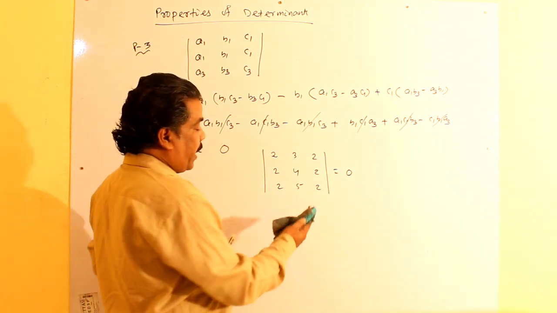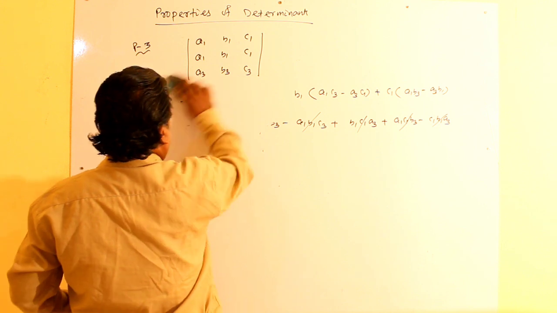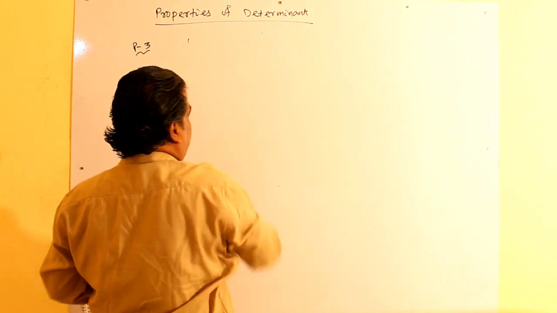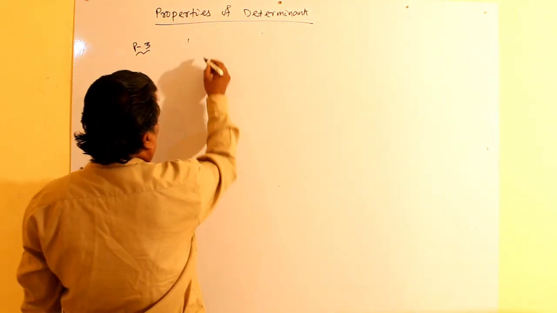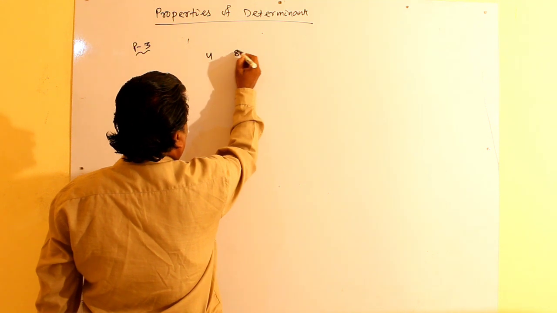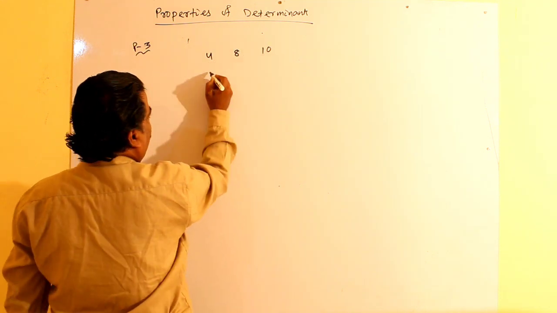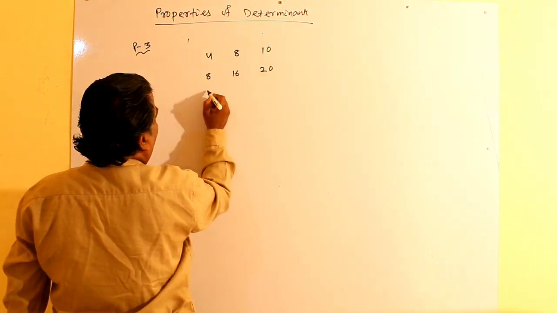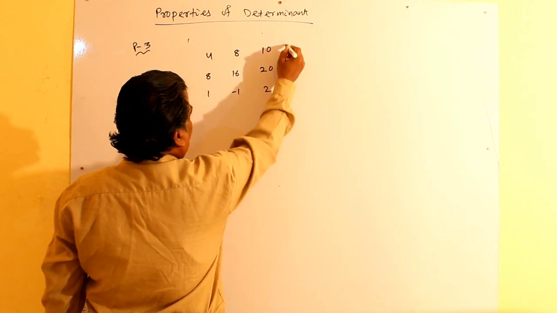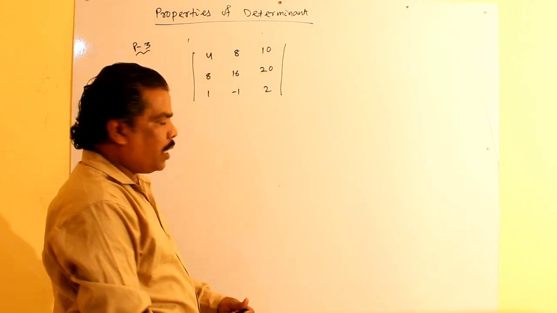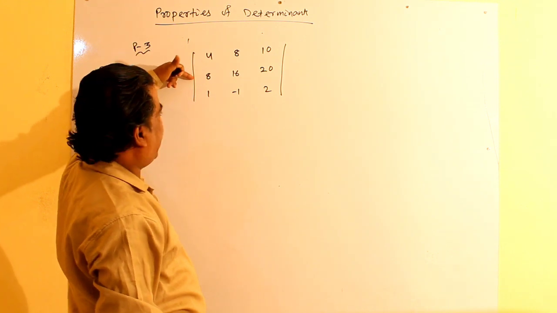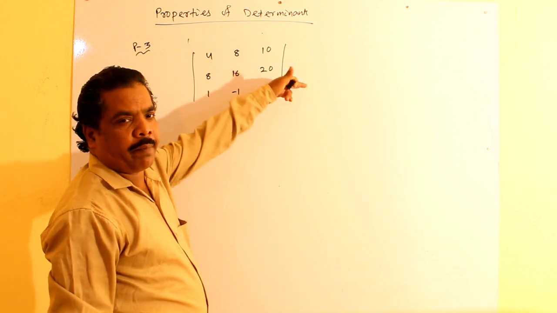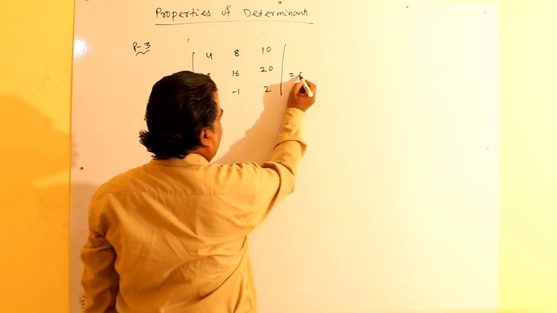Or also proportional. If any two rows or any two columns are either equal or proportional. Suppose the row 1 is equal to 4, 8, 10 and row 2 is equal to 8, 16, 20 and row 3 is 1, minus 1, 2. Here you observe that row 1 and row 2 are proportional. 4 by 8, 1 by 2, 8 by 16, 1 by 2, 10 by 20, 1 by 2. Same, the value of determinant is 0.